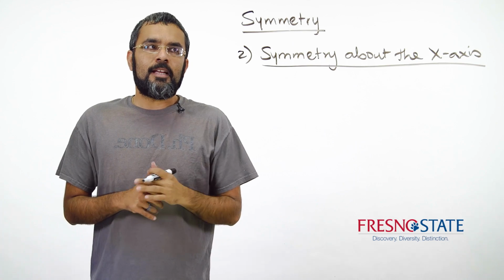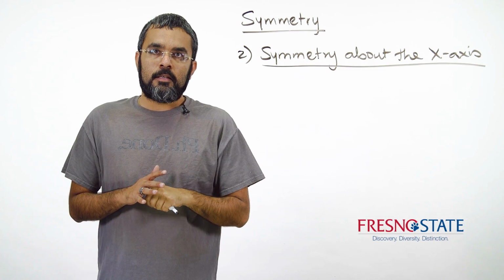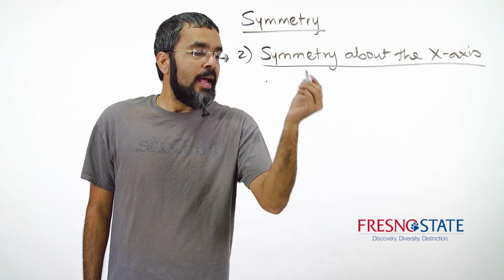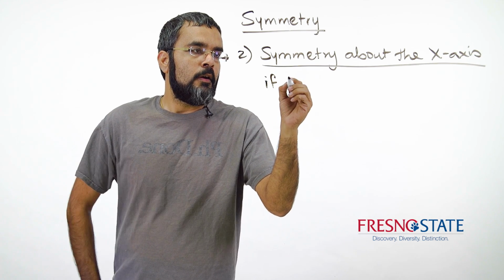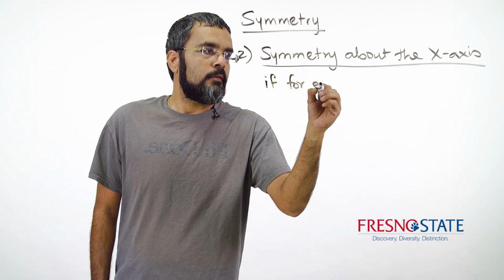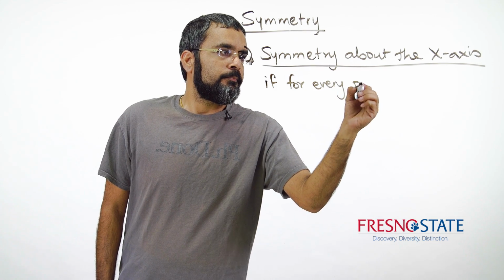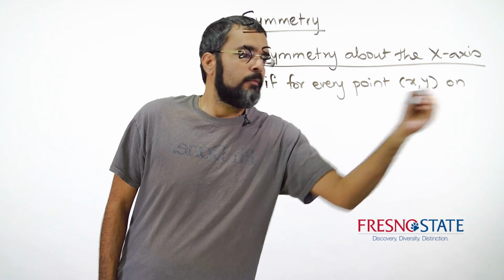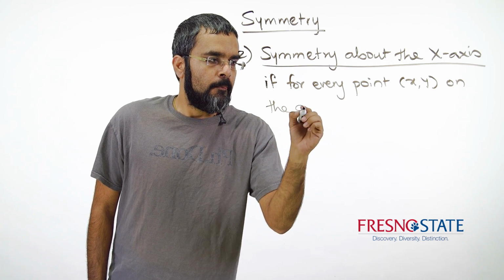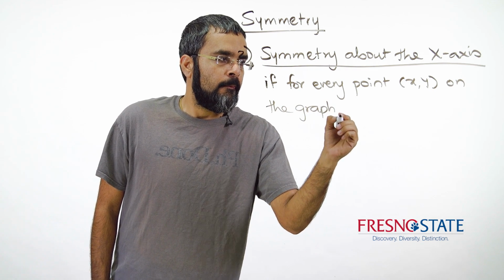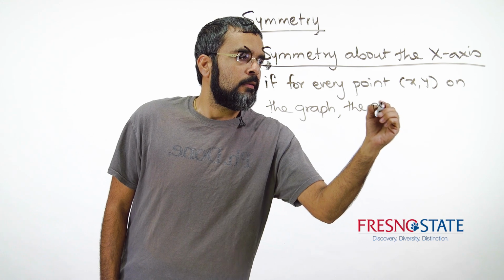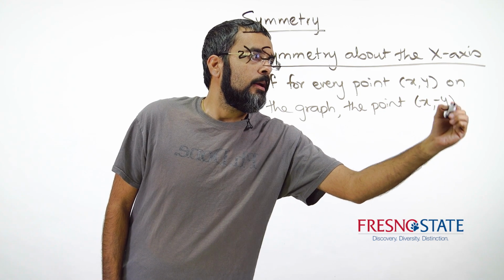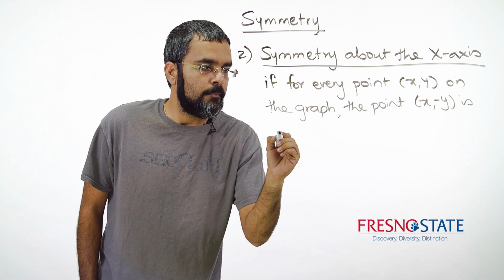Okay, our second symmetry is symmetry about the x-axis. So we say that a graph is symmetric about the x-axis if for every point (x, y) on the graph, the point (x, negative y) is also on the graph.